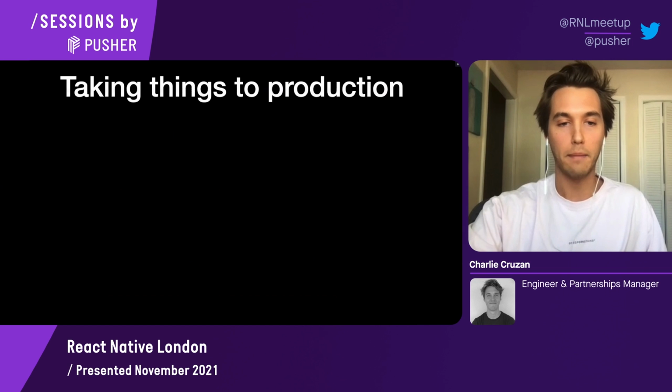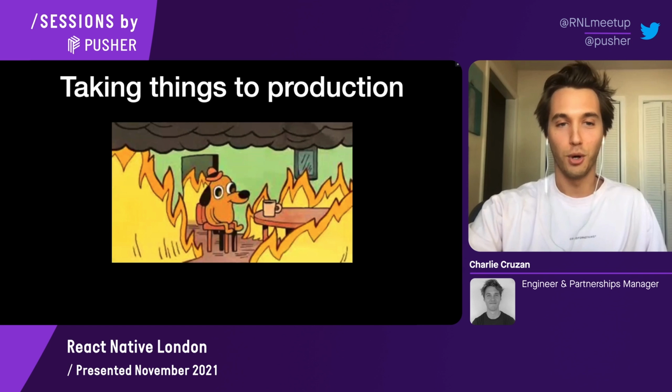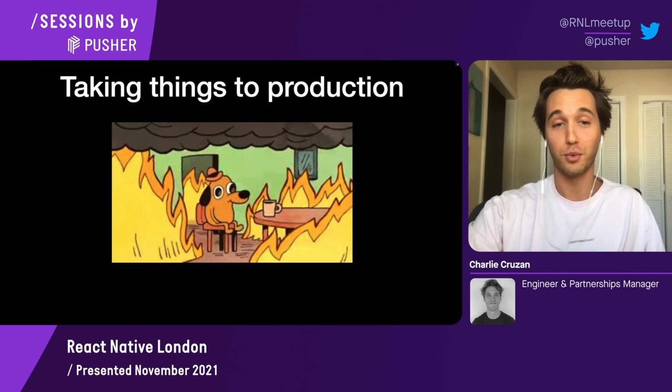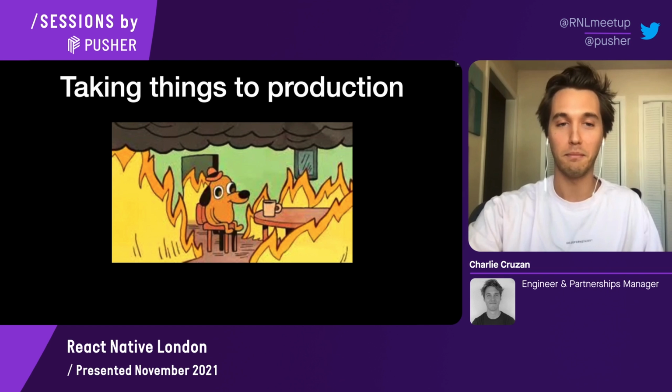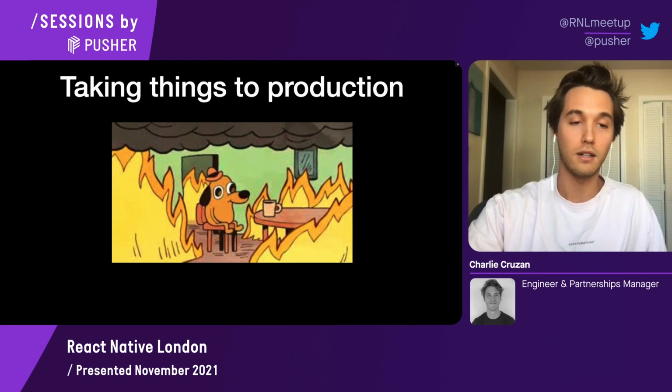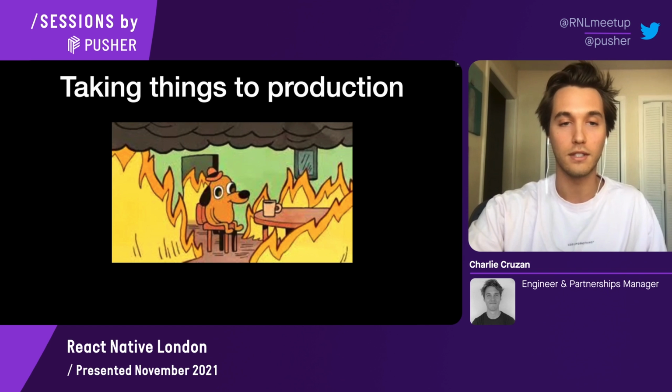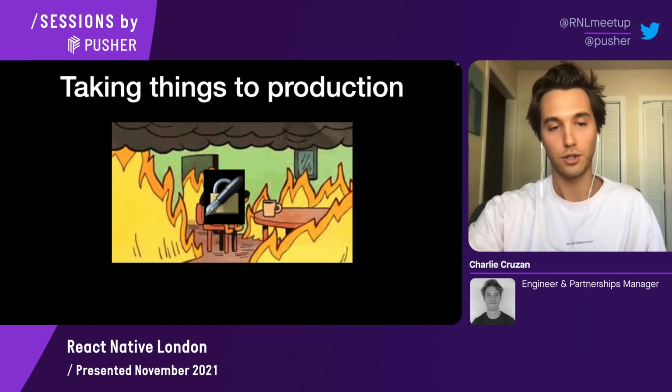So our app is ready for production. What happens next? Unfortunately, it's not super uncommon for notifications to work great in development, and then when you ship to production or test in production, it just seems like everything's on fire, meaning your notifications just aren't coming through. But luckily, this is all usually down to the same root cause, which is credentials.